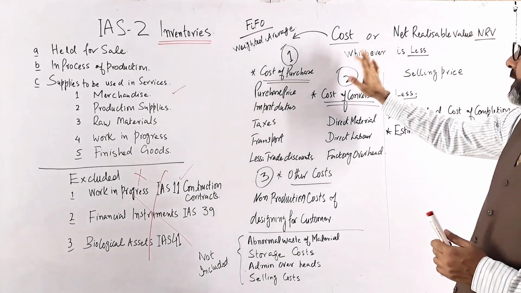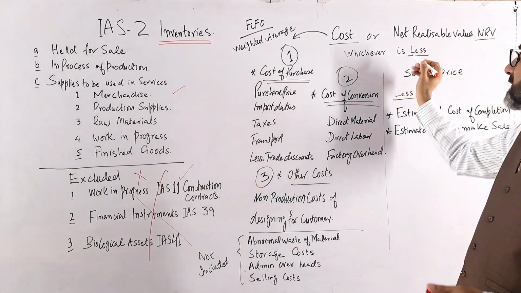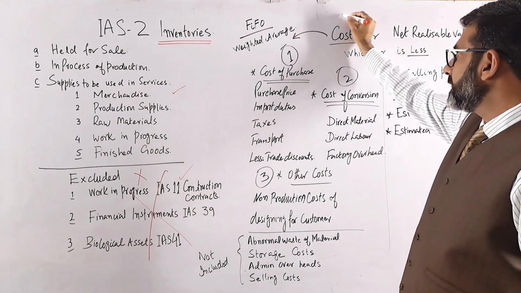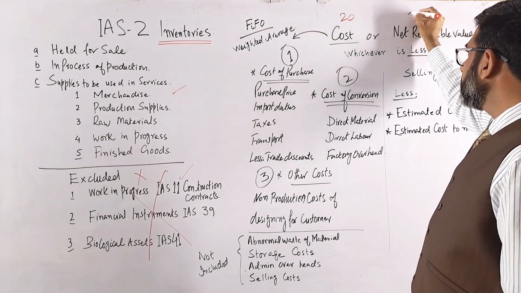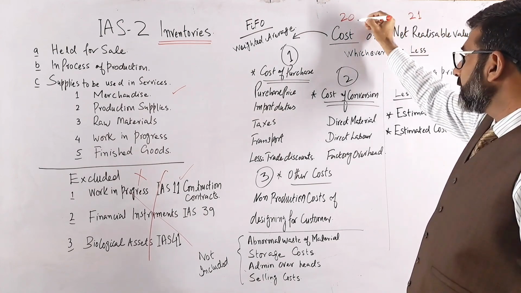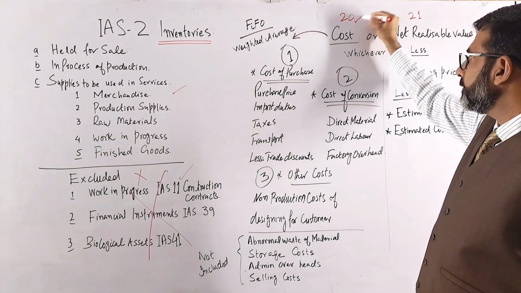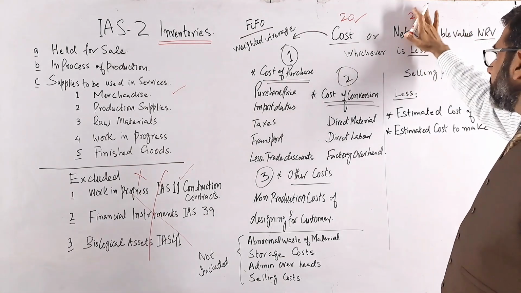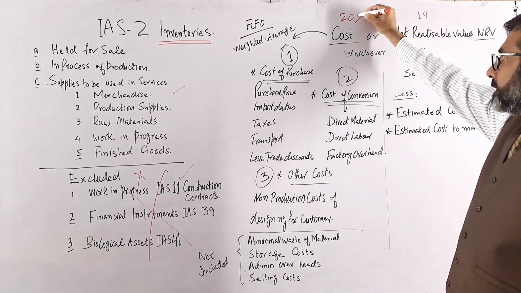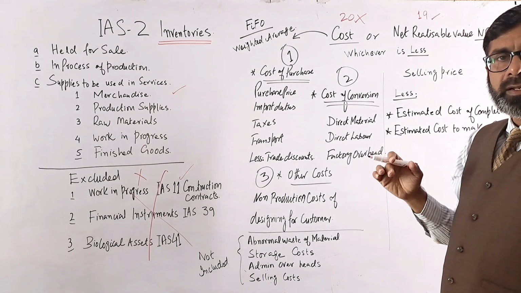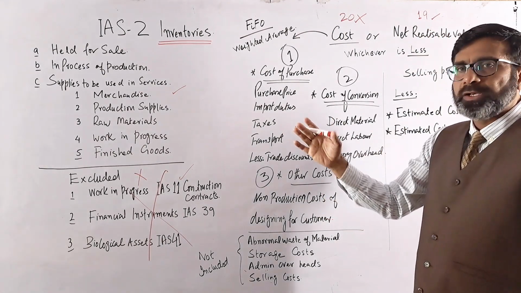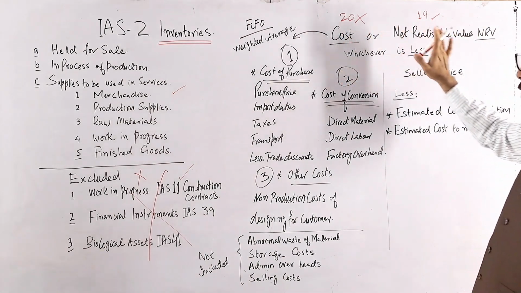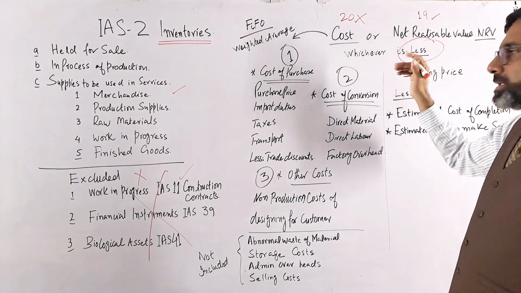Now, what is the rule? The rule is whichever is less. Just for the understanding purposes, let's say that the cost is 20 and the net realizable value is 21. In that case, obviously 20 is less, so we will show the inventory in the books of account at 20, not at 21, because it is less. But for example, if this value is 19, then we will show the inventory value in the financial statements as 19, not as 20, because it is less. So we have to compare the cost or net realizable value, whichever is less, will be considered.